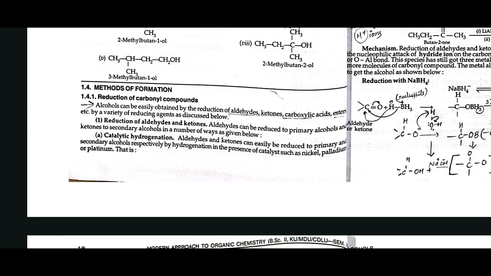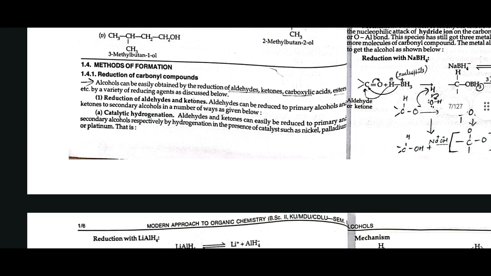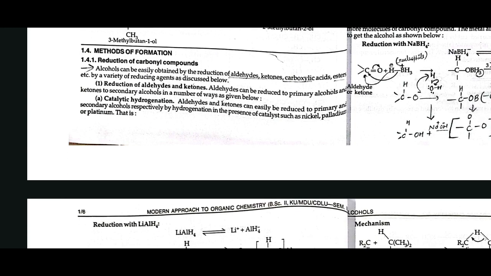Alcohols can be easily obtained by the reduction of aldehydes, ketones, carboxylic acids, esters, etc. by a variety of reducing agents as discussed below. First, reduction of aldehydes and ketones. Aldehydes can be reduced to primary alcohols and ketones to secondary alcohols in a number of ways as given below.